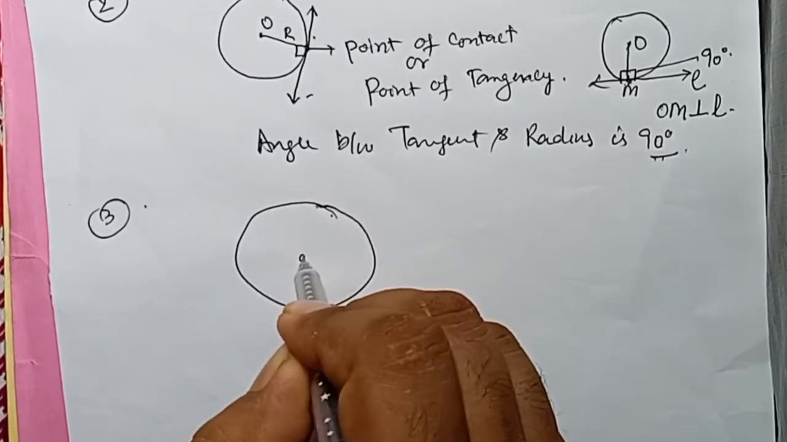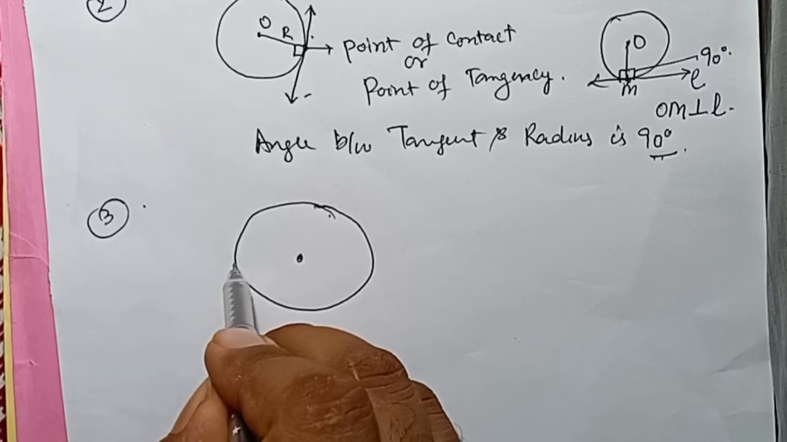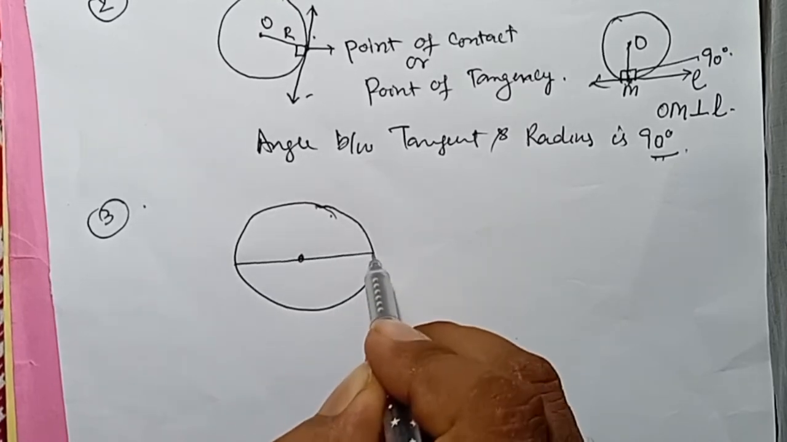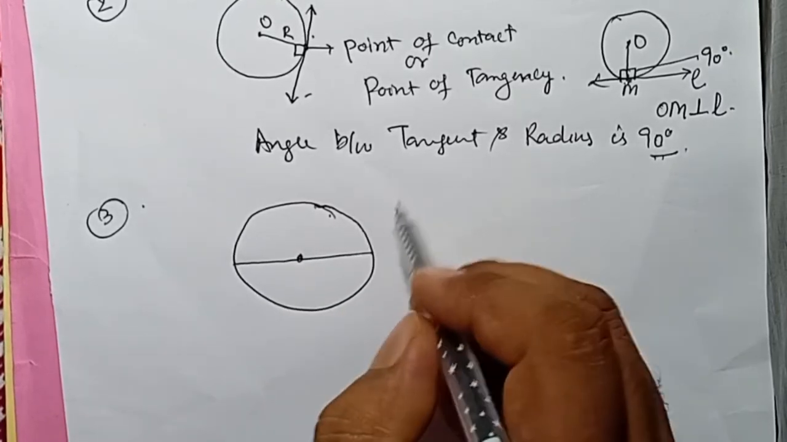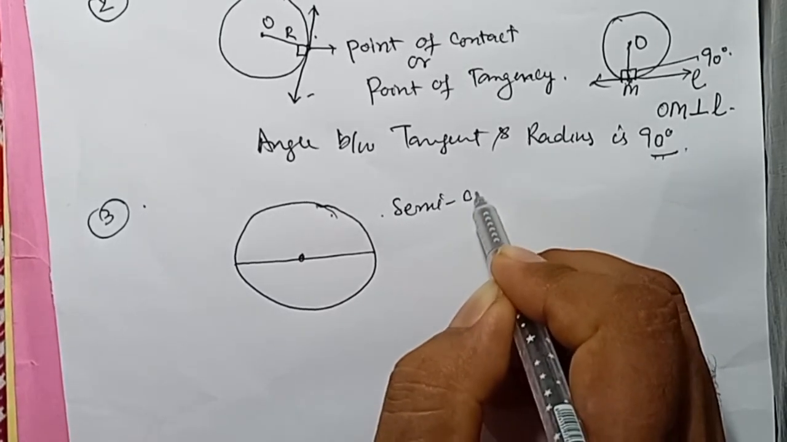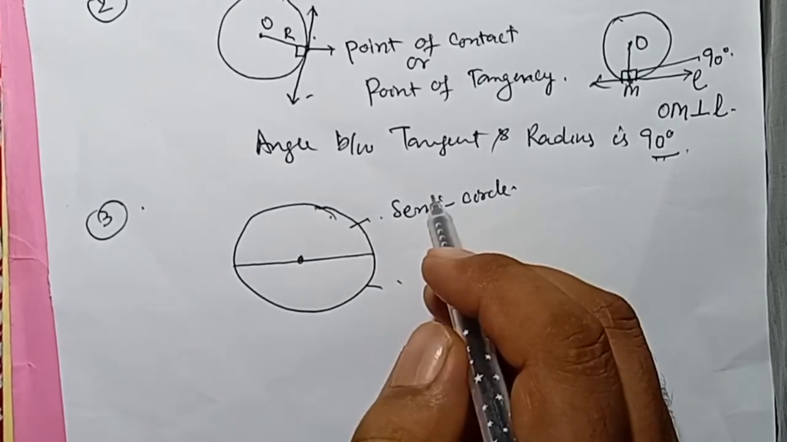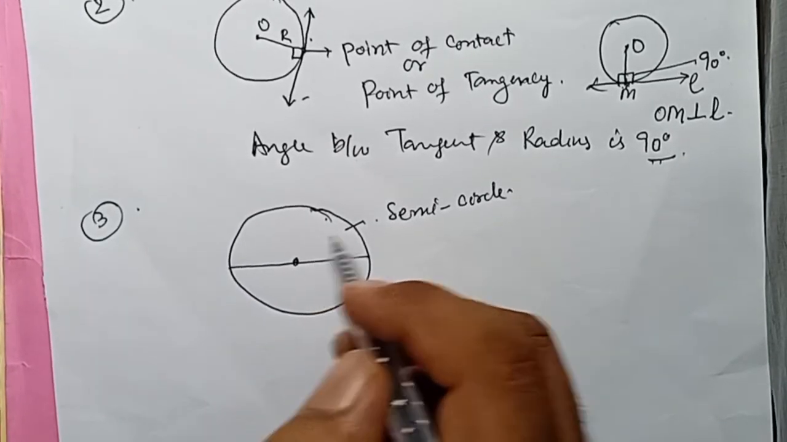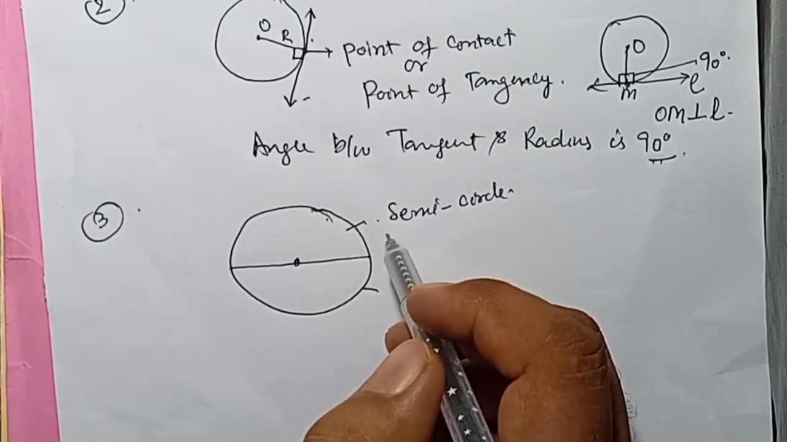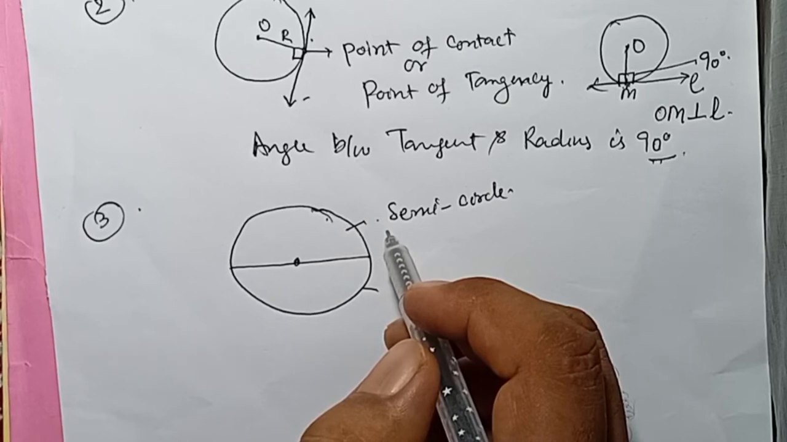I will draw a circle, and here this is the center of the circle. Then I will draw the diameter. This diameter divides the circle into two equal parts. Each part is called the semicircle. So this is the semicircle, this is semicircle. Our third rule or third theorem is saying angle in a semicircle is always a right angle.